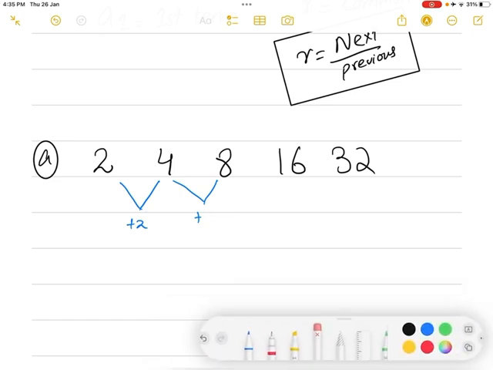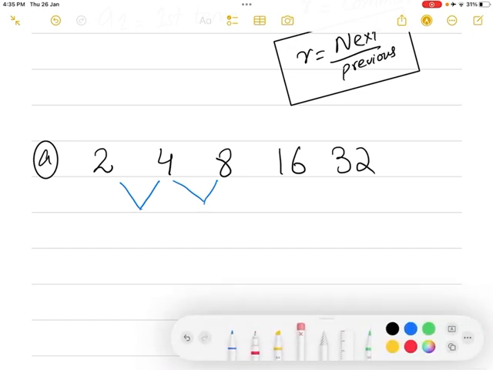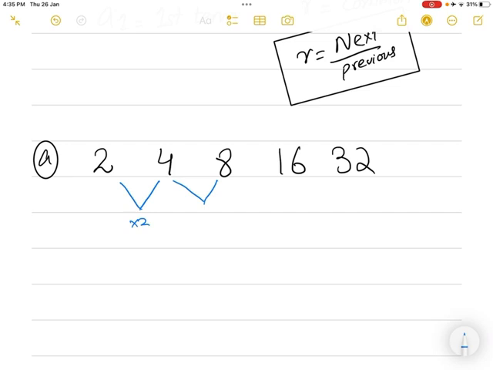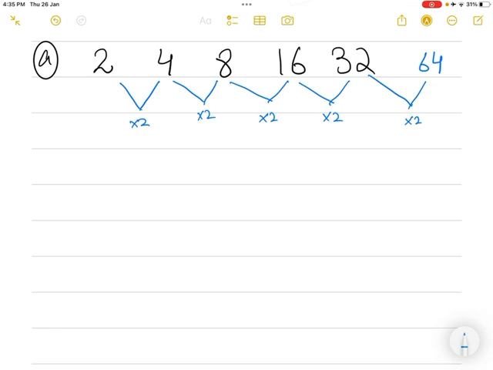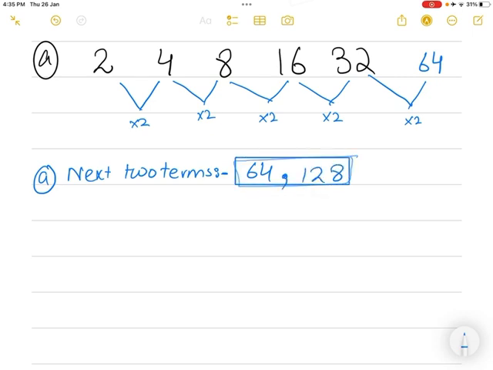I can see that if I remove these plus signs, and if I multiply 2 with 2, I get 4, and if I multiply 4 with 2, I get 8, and 8 times 2 is 16, and 16 times 2 is 32, and 32 times 2 would be 64. So now I got the idea that this sequence is not arithmetic, it's a geometric sequence. So for example, part A would be: find the next two terms. You can see that you have 64, and 64 times 2 is 128. These two are the next two terms.